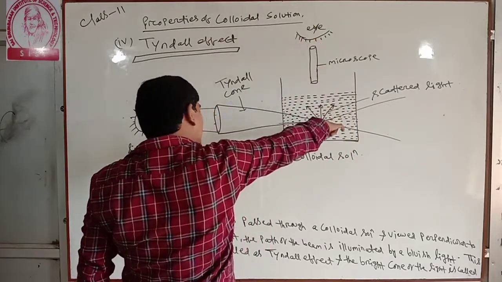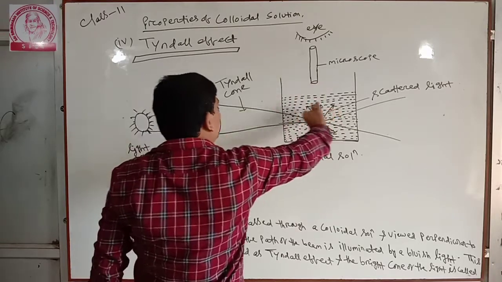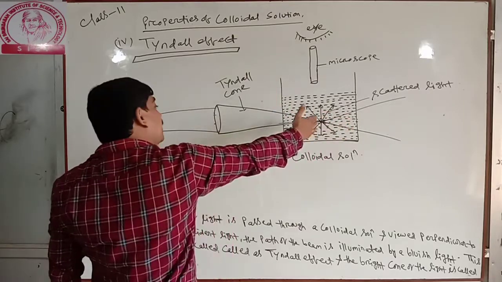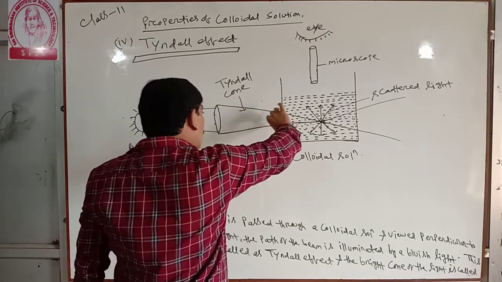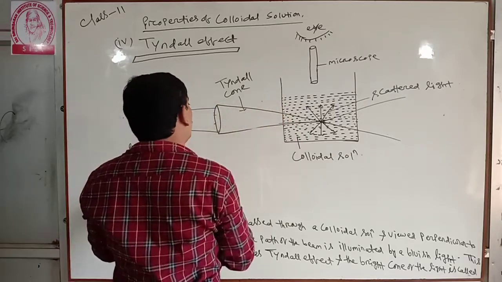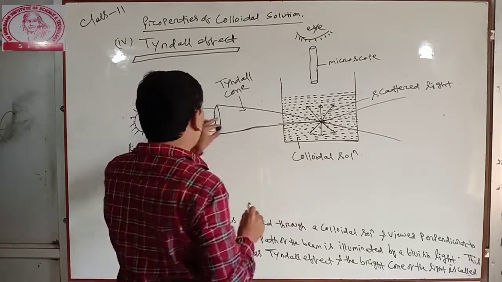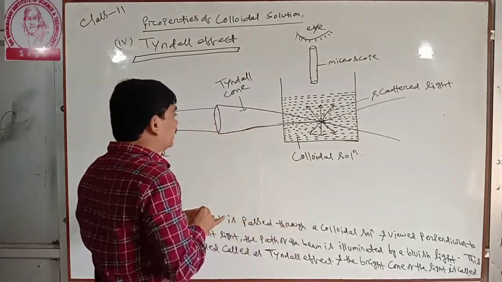When a beam of light is passed through a colloidal solution and viewed perpendicular to the path of the incident light, the path of the beam is illuminated by a bluish light. This phenomenon is called the Tyndall effect, and the bright cone of the light is called the Tyndall cone. First point: the definition.